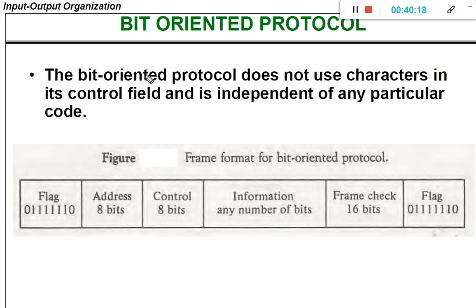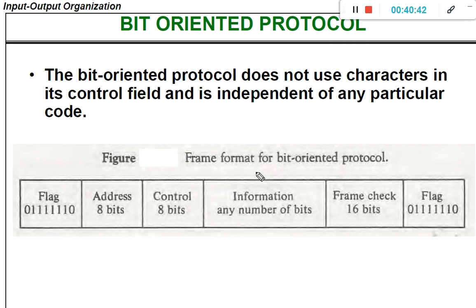And then the second type of protocol is bit oriented protocol. So in case of bit oriented protocol, there is no constraint that we need to use the ASCII format and only use 7 bits, something like that. The bit oriented protocol does not use characters in its control field and it is independent of any particular code. You can use any type of code for control information.